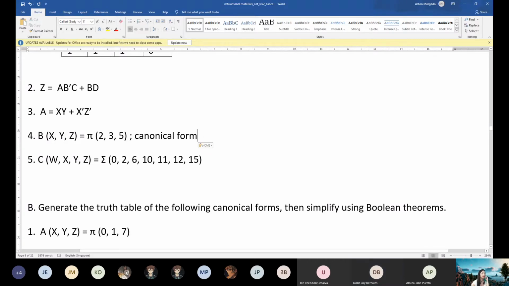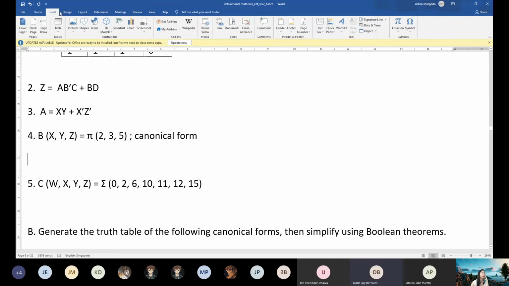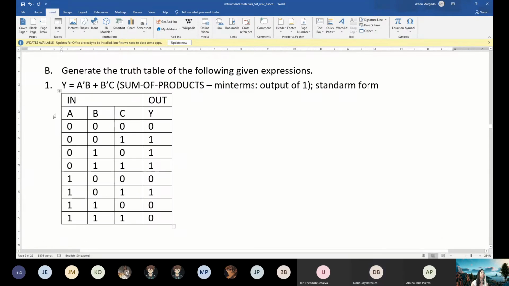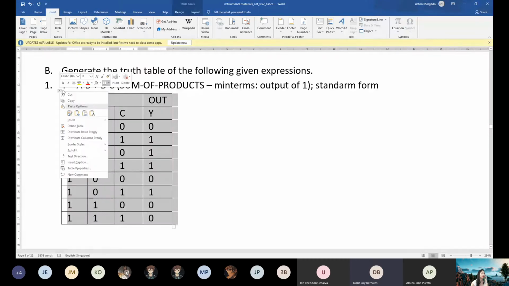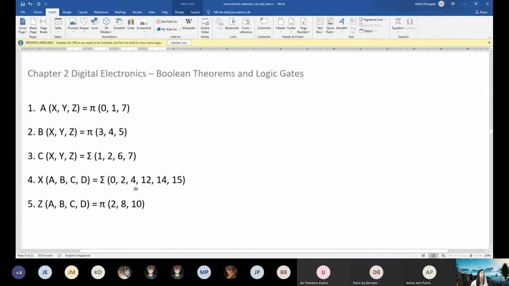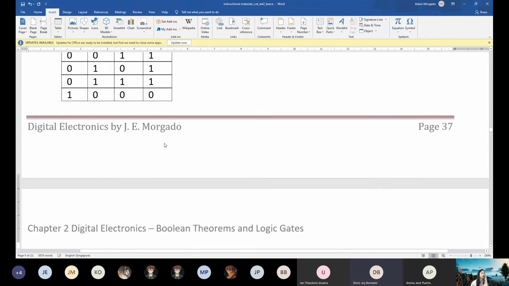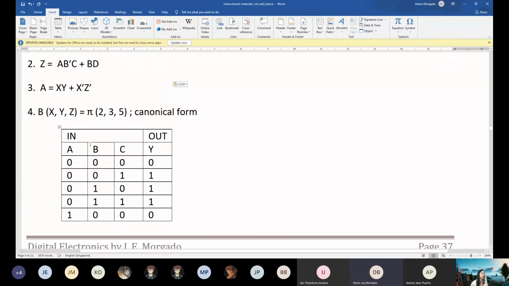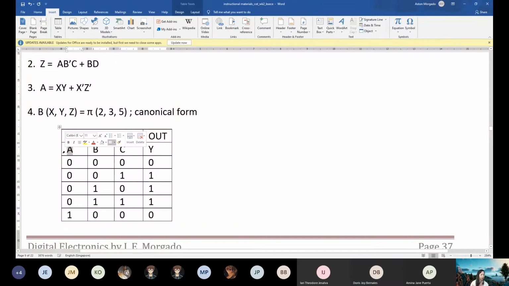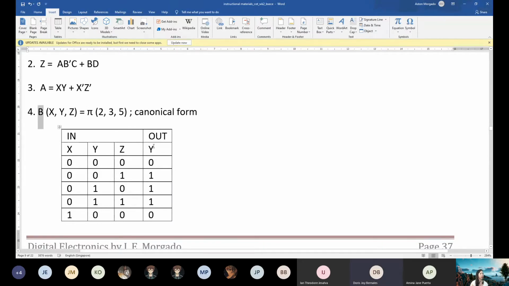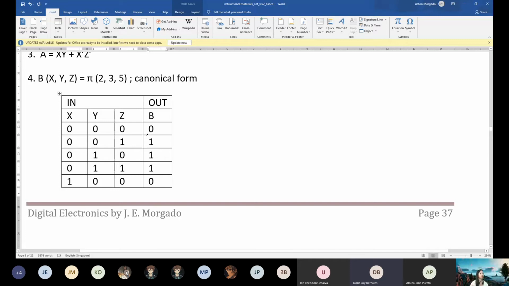Okay? So ilan ang inputs natin for number 4? 3 inputs. 3 inputs pa rin. So we have 3 inputs again for number 4. But then the inputs are not A, B, C, rather X, Y, Z. And the output is B. So that's the output. So burahin lang natin saglit tong B column.